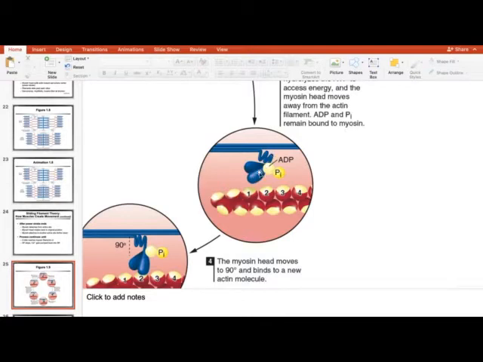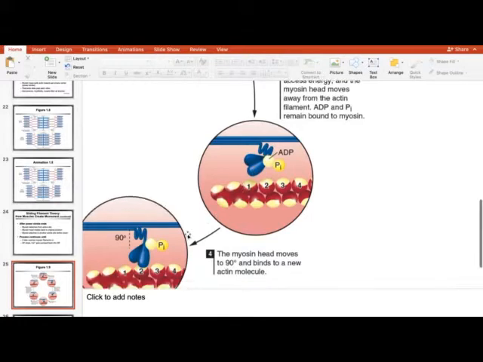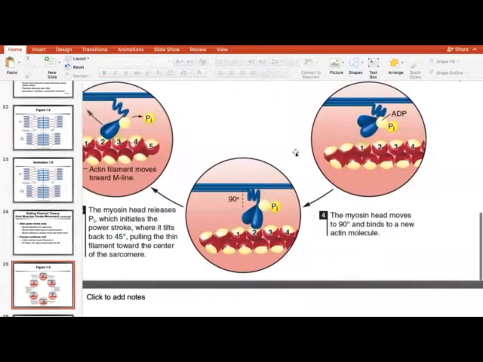Now, this cross bridge is going to change its angle of orientation. Now, this drawing says it goes from 45 degrees to 90 degrees, but again, that's just a drawing. But when it does go to 90 degrees, you can see now this cross bridge is pretty much vertical, whereas before it was 45 degrees. This motion takes energy. The energy comes from the breakdown of ATP. And now this myosin head swings in this direction. And instead of being over the actin binding site number 1, it's now over the actin binding site number 2.